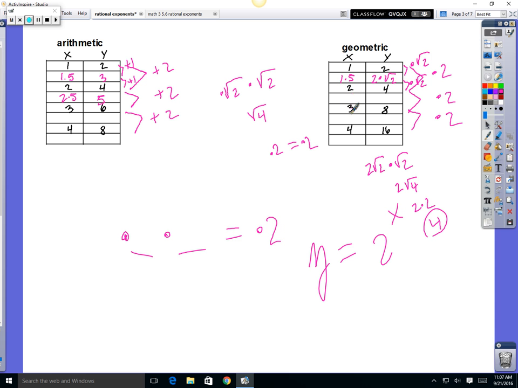So if I want to go in between 2 and 3, if I want to go 2.5, I am going to take the previous 4 and I'm going to times it by square root of 2. And then if I want to go to 8, I'm going to take 4 square roots of 2, times it by square root of 2.